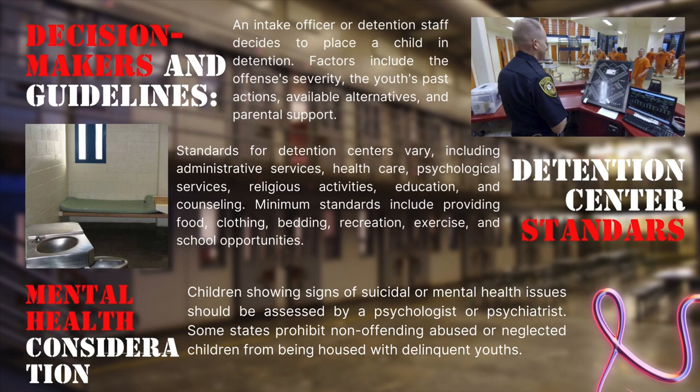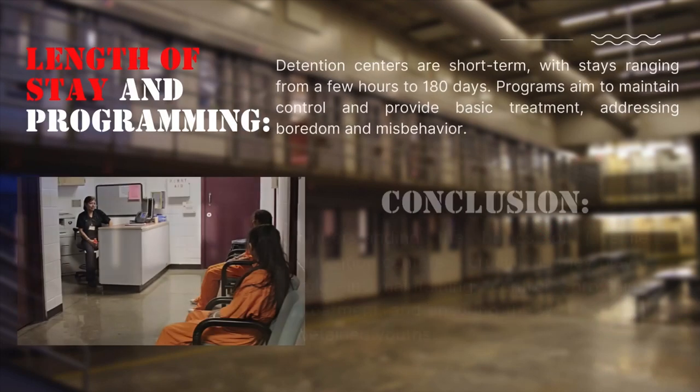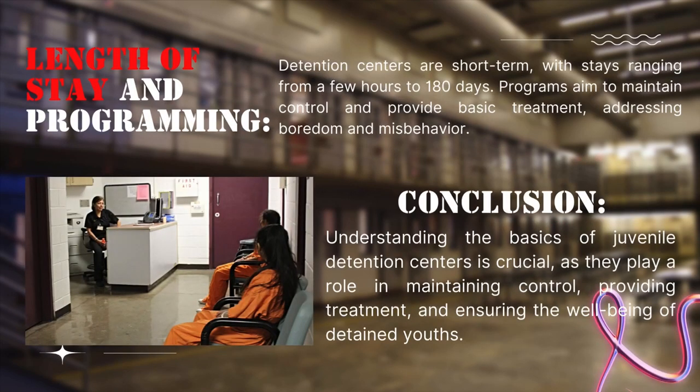Also in detention centers, there are mental health considerations. Children showing signs of suicidal thoughts or mental health issues should be assessed by a psychologist or psychiatrist, and some states prohibit non-offending abused or neglected children from being housed with delinquent youth. As for length of stay and programming, detention centers are short-term, with stays ranging from a few hours to 118 days. The programs aim to maintain control and provide basic treatment while addressing boredom and misbehavior.